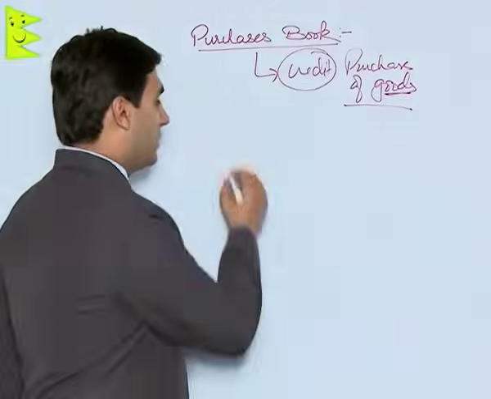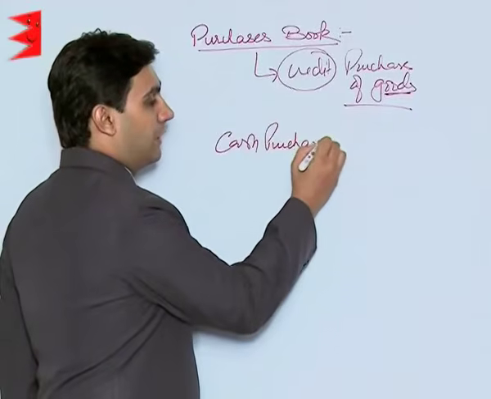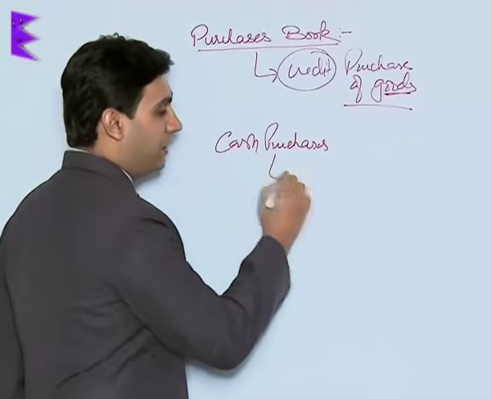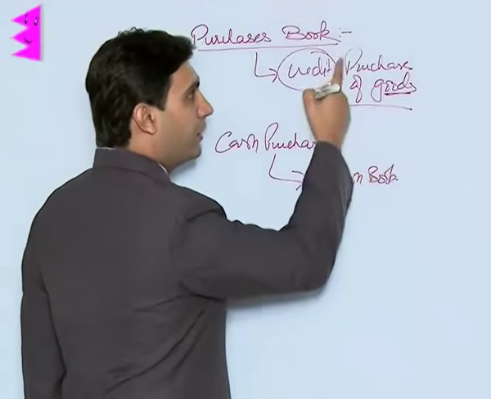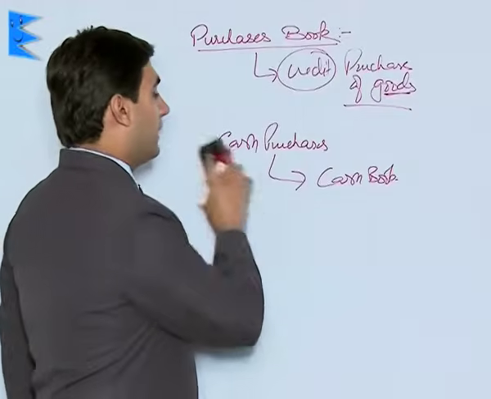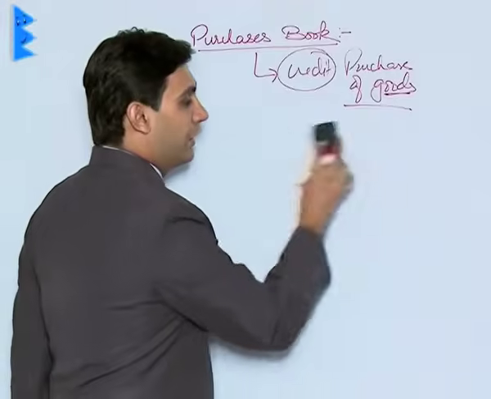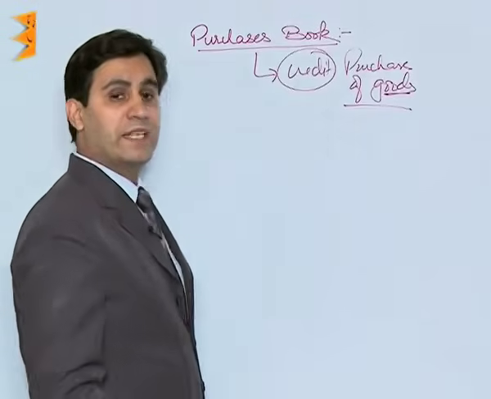And what is important is that these purchases should be on credit basis. If they are on cash basis, cash purchases, then these purchases would be recorded in cash book. They will not be recorded in purchase book. So what is important is that the purchases should be on credit basis for them to be recorded in purchase book. Let us take an example.